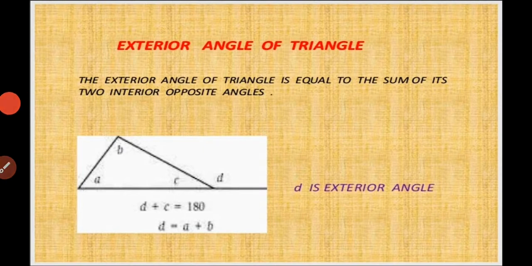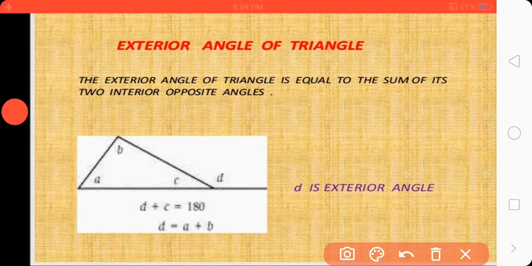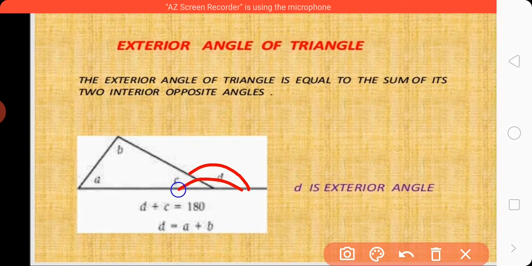Next, exterior angle of a triangle. The exterior angle of a triangle is equal to the sum of its two interior opposite angles. Here D is the exterior angle. See, if you join D and C, we get 180 degrees. Also D is equal to A plus B. The exterior angle of a triangle is equal to the sum of its two interior opposite angles. Got it?